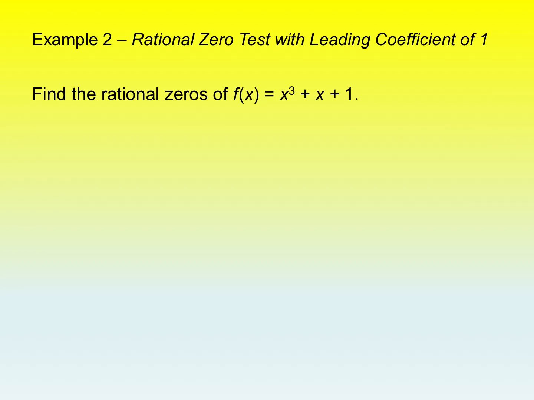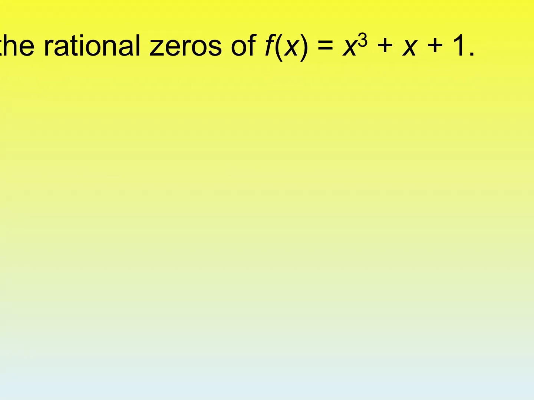So in example 2, we want to find the rational zeros of our function here. So can we factor this? Nope. If it doesn't factor, then we have to use our rational zero test, or you can call it last over first, or P over Q. So I'll call it P over Q. So what are factors of our last term? 1. So plus or minus 1 over factors of our leading coefficient.